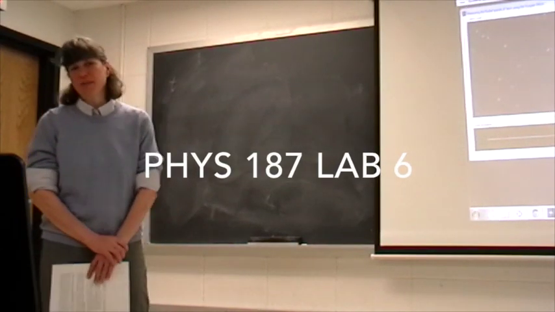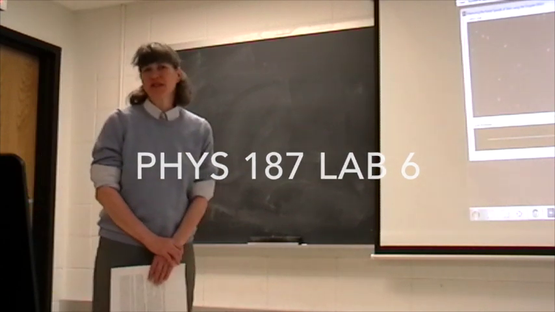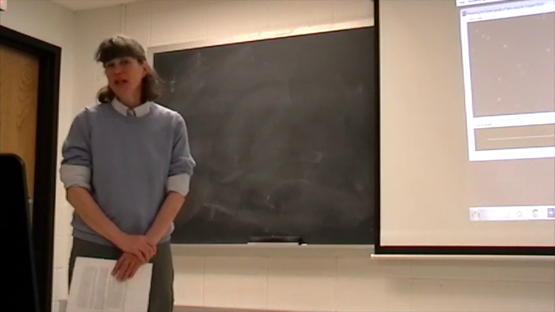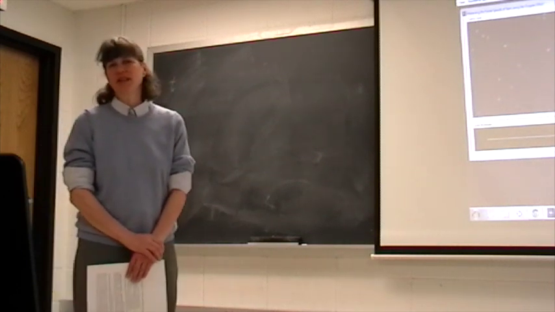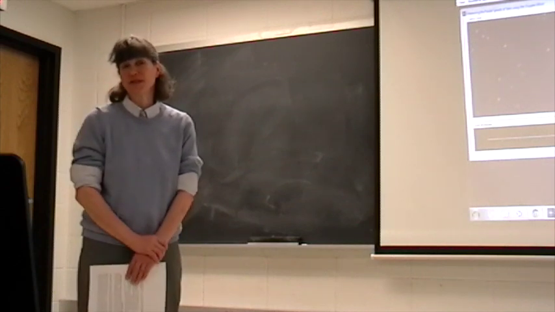Welcome to the 6th lab in Physics 187. In last week's lab, we measured the speed of the stars in arc seconds per year as they moved across our field of view. This week, we're going to use a technique that allows us to determine how fast the stars are moving either away from us or toward us.